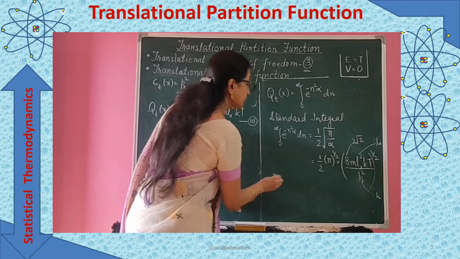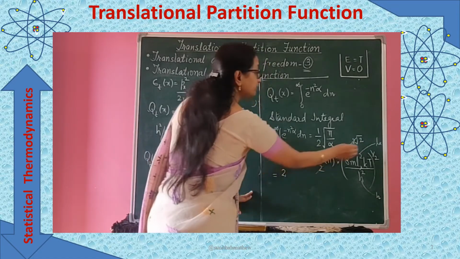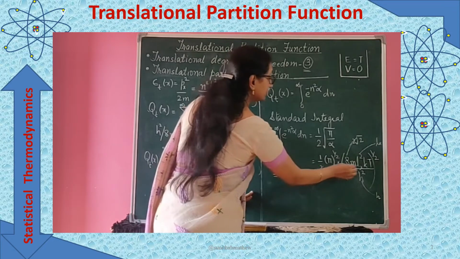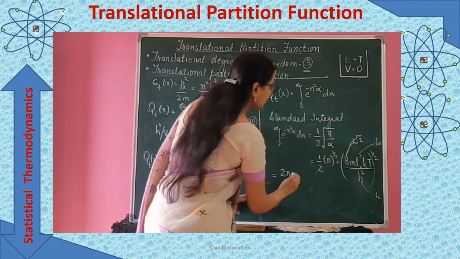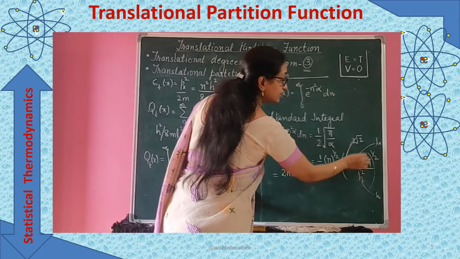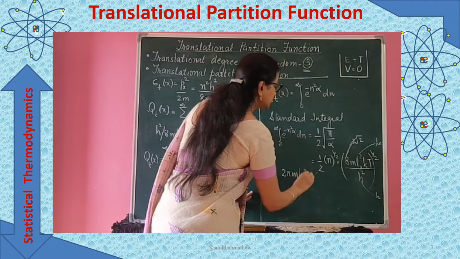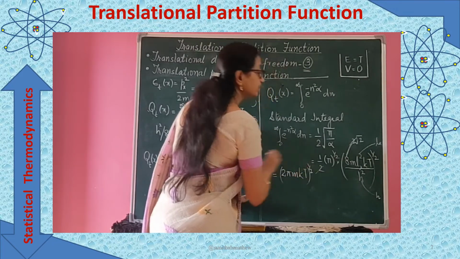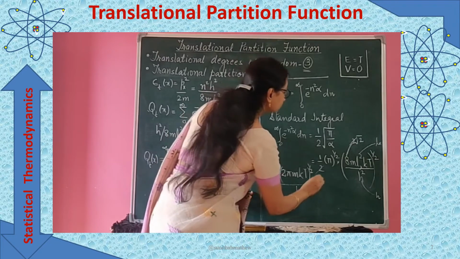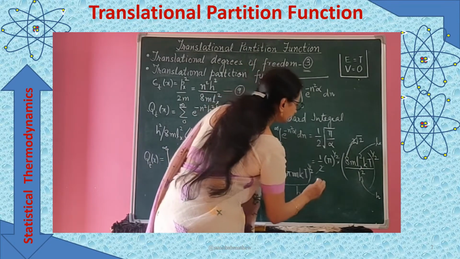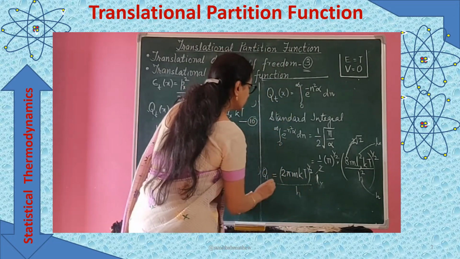Qt will be equal to, this 2 and this 2 will cancel. We will have 2 to the power half, pi to the power half. This 8 has been converted to 2 root 2, so only we have root 2 here. m is there. Root of Lx square is Lx. We have kt here. These are all to the power half. And for h square we will have h, and here we will have Lx.